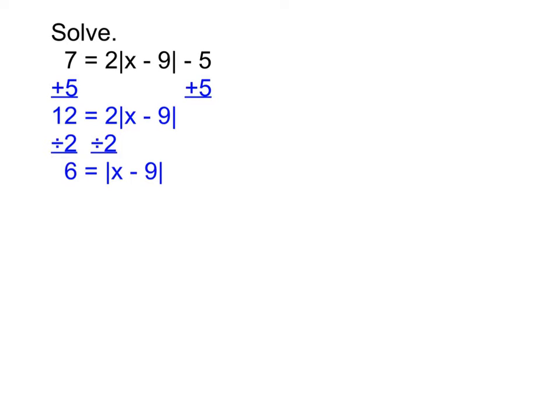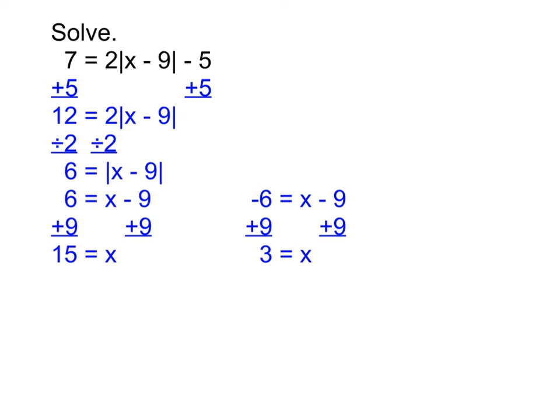Now that we are here, we get rid of the absolute value. This is the critical piece. This is the new piece from today. In order to get rid of the absolute value bars, split it into the two equations. One of them equals 6, the other one equals negative 6, and then solve from there. And so, in order to solve each of these, notice that means adding 9 to both sides. So we end up with final answers of 15 and 3.